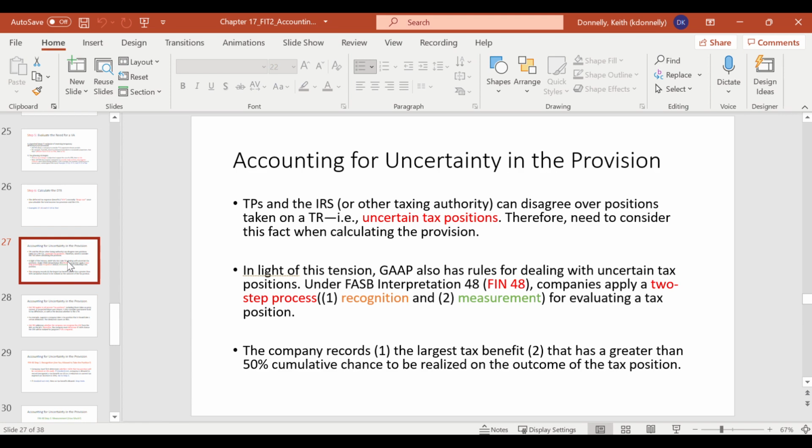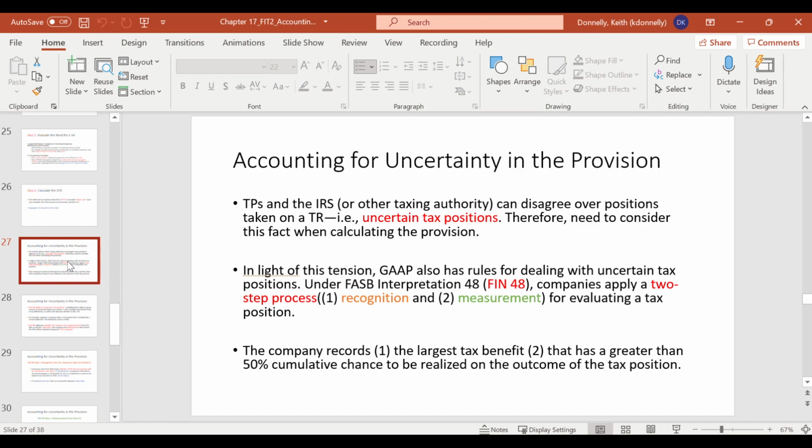Basically, the company here is going to have 2 steps. Should they recognize it? How should they measure it? And they're going to record the largest tax benefit that has the greater than 50% cumulative chance to be realized on the outcome of the tax position.